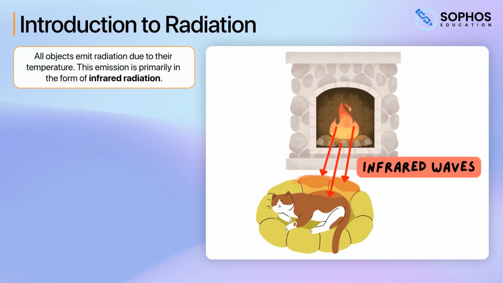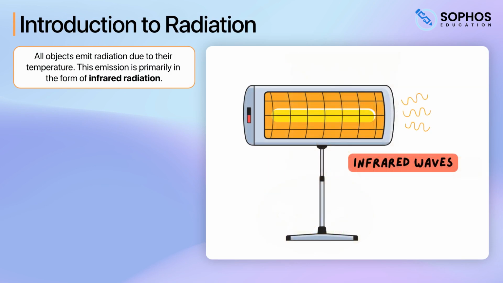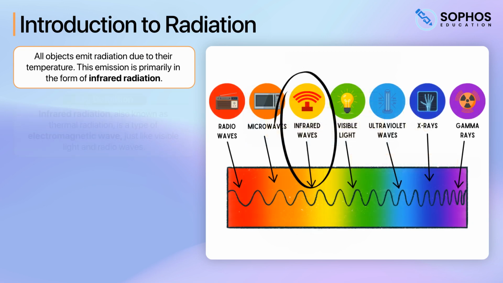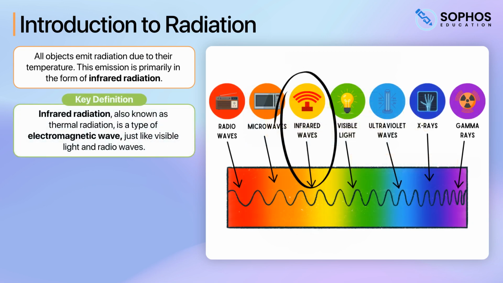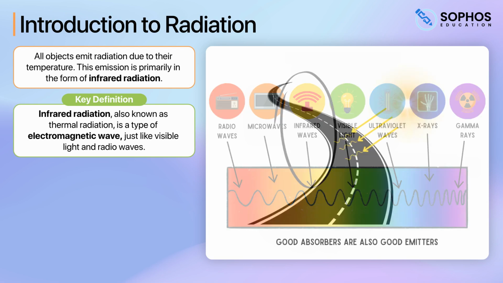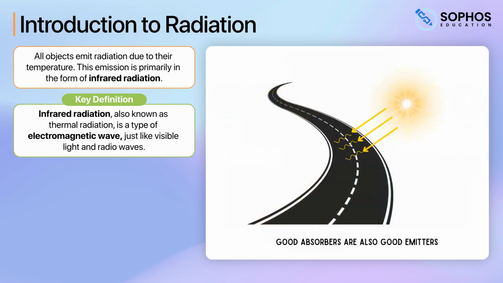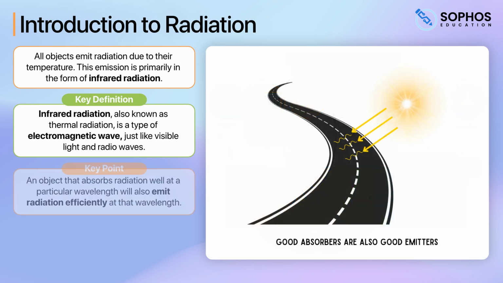All objects emit radiation due to their temperature. This emission is primarily in the form of infrared radiation. As you now know, infrared radiation, also known as thermal radiation, is a type of electromagnetic wave, just like visible light and radio waves. An important point to note is that good absorbers are also good emitters. This is governed by the principle that an object that absorbs radiation well at a particular wavelength will also emit radiation efficiently at that wavelength.